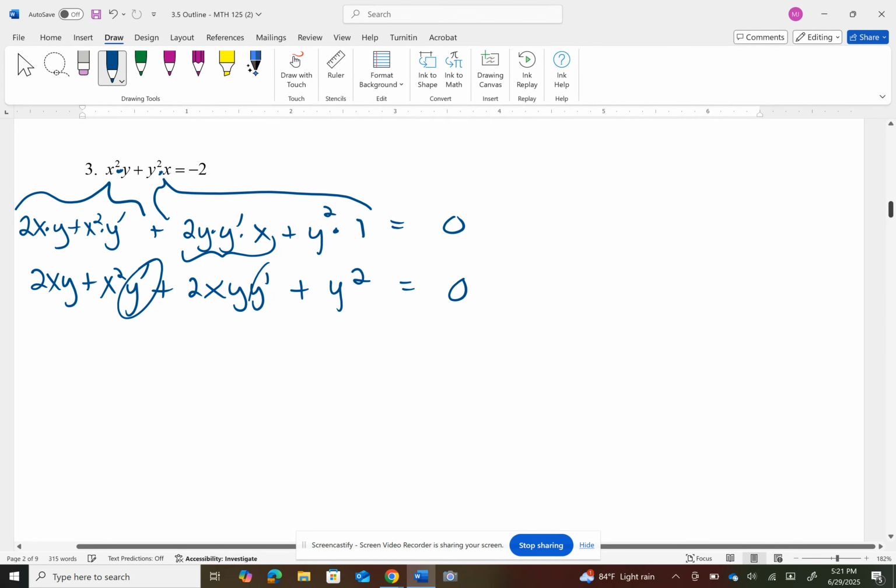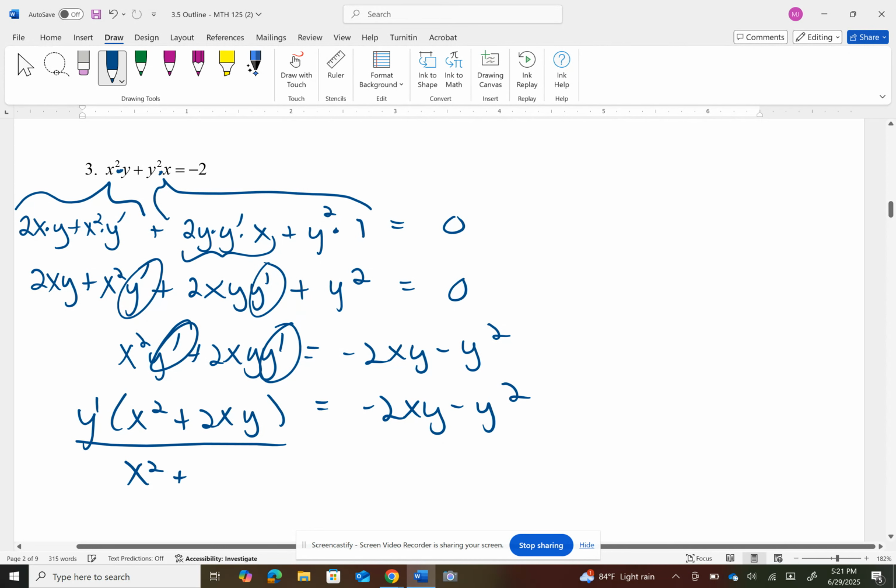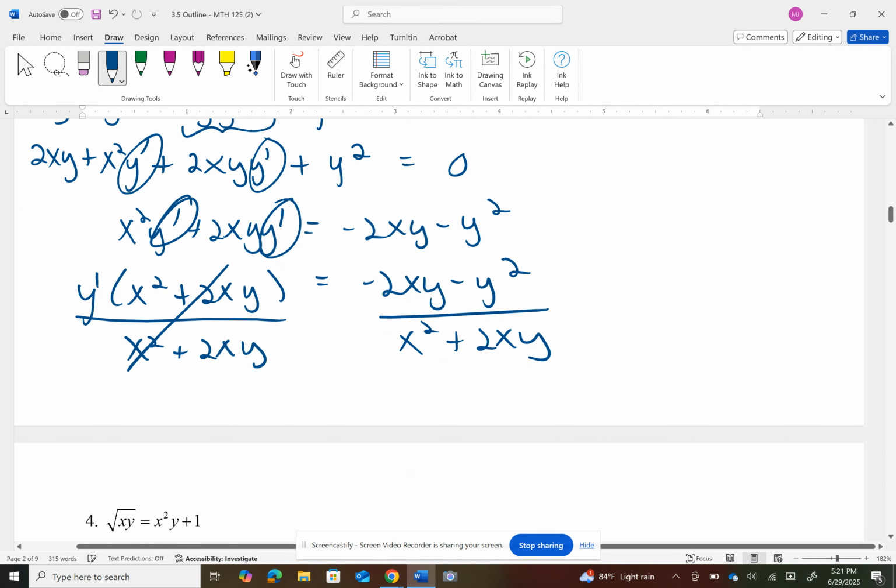So then I have these two terms with y primes in them that are going to stay put. And the other two I'm going to subtract over to the other side. Then I'll do that factoring out step since the y prime is in these two terms. And then at that point, I'm going to divide both sides by x squared plus 2xy to get the y prime by itself. Okay? So y prime would equal this right here.